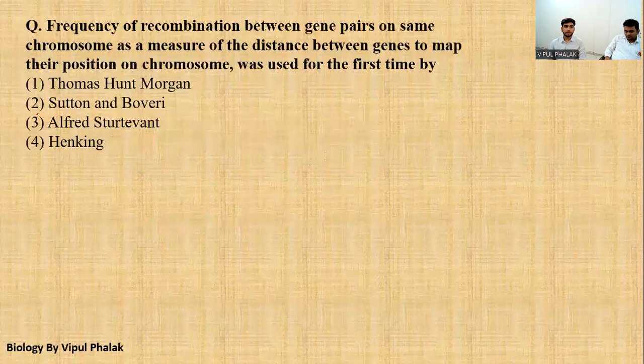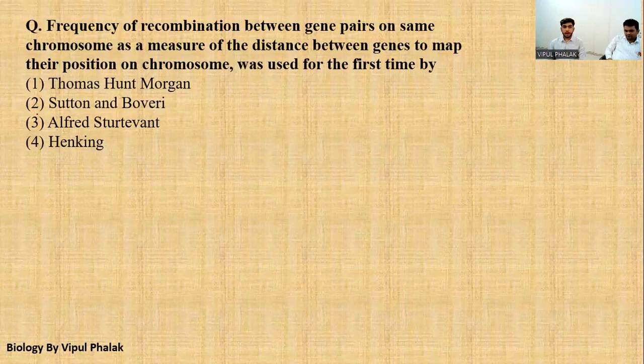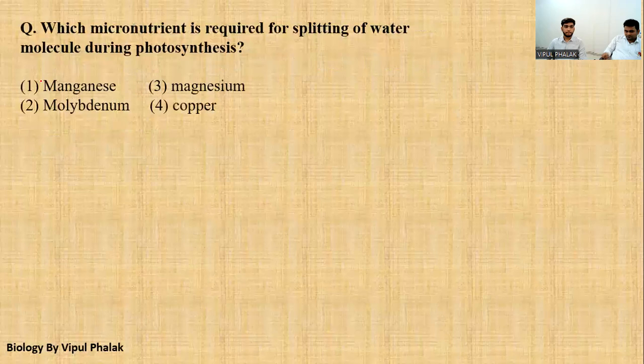We'll move to our next. Frequency of recombination between gene pairs on the same chromosome as a measure of distance between genes to map their position on chromosome was used for the first time by. It is a straightforward question, also given in NCERT. Sir Thomas Hunt Morgan was the first person who measured the distance of genes on chromosome through gene mapping. Therefore, Thomas Hunt Morgan, first option, is correct.